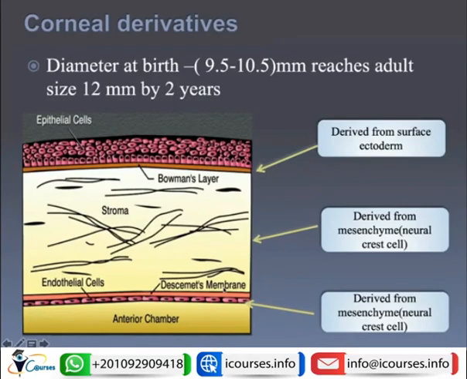So these are hot topics that will be asked in the MCQ exams. So remember that the endothelium is derived from the first mesenchymal wave, while the third mesenchymal wave will form the keratocytes.